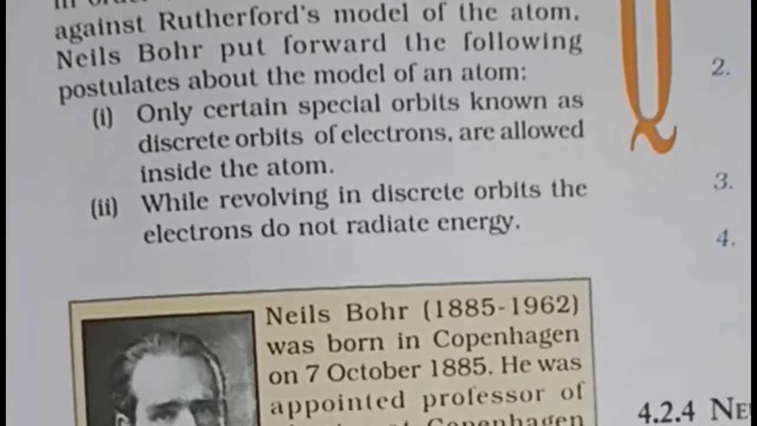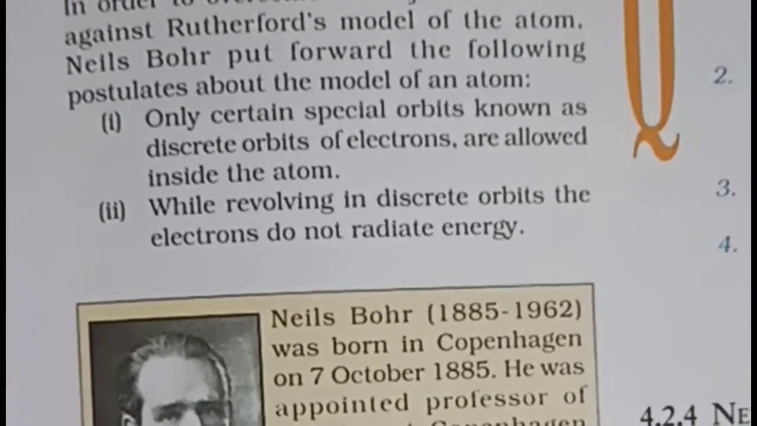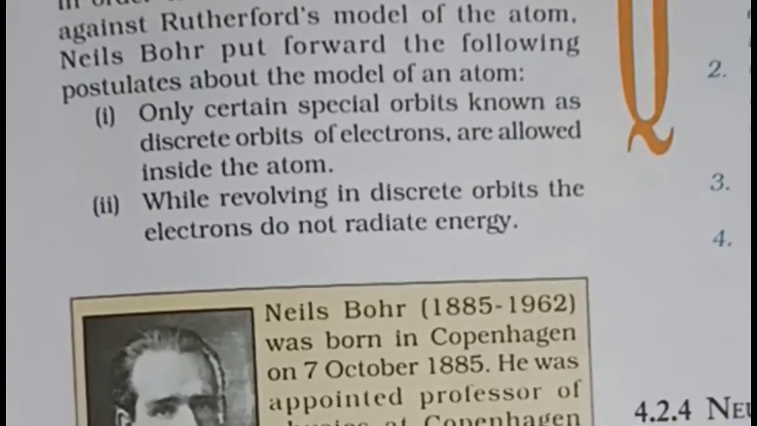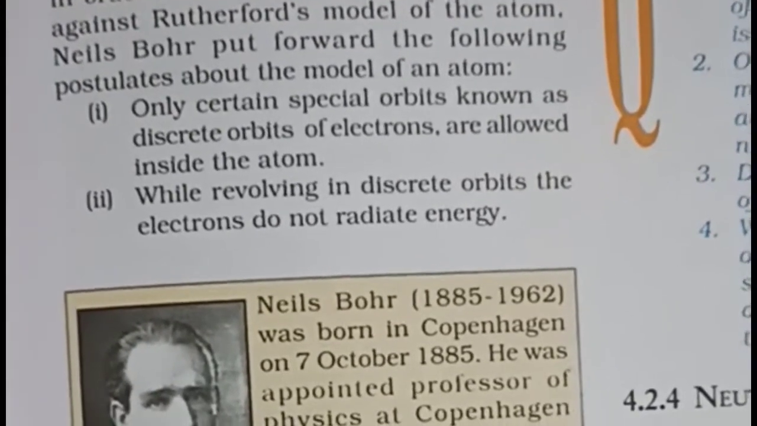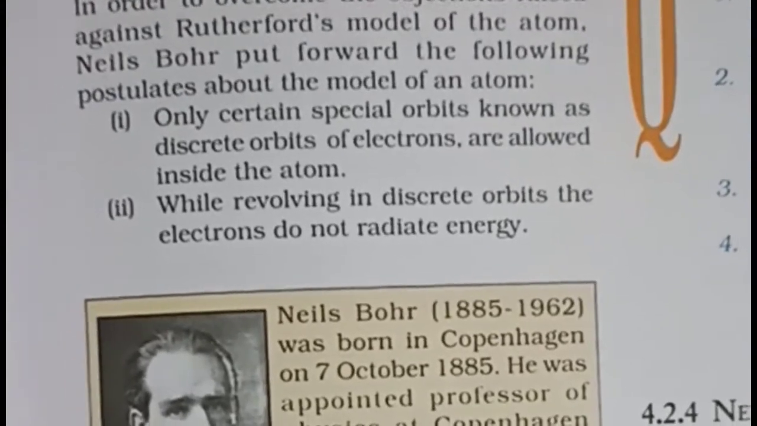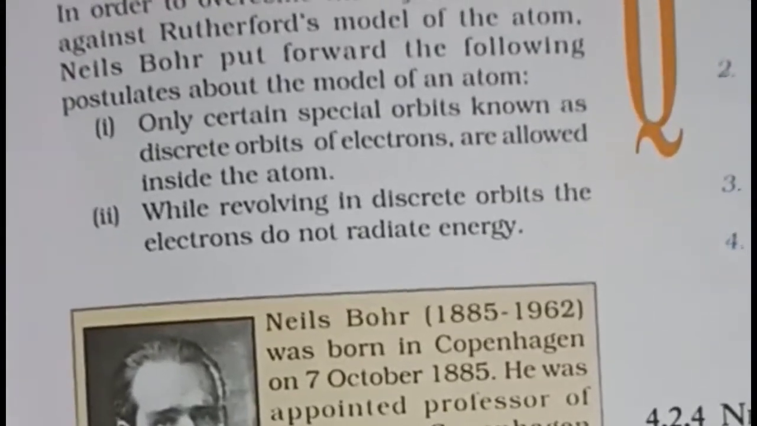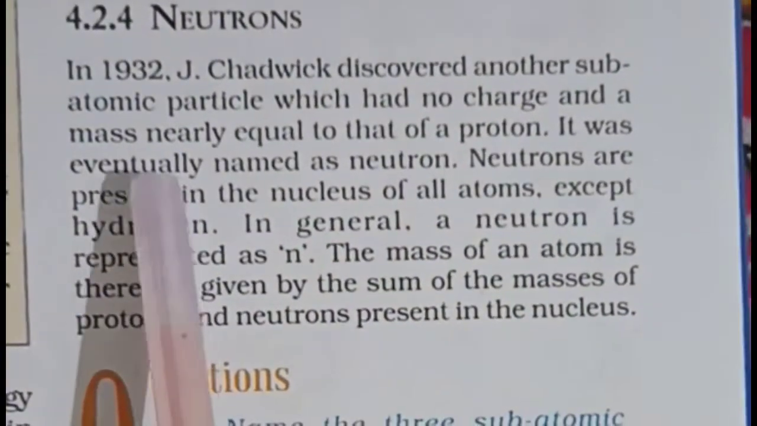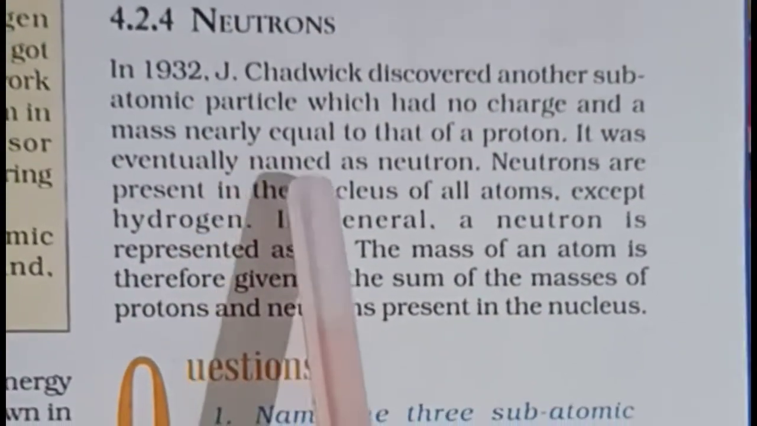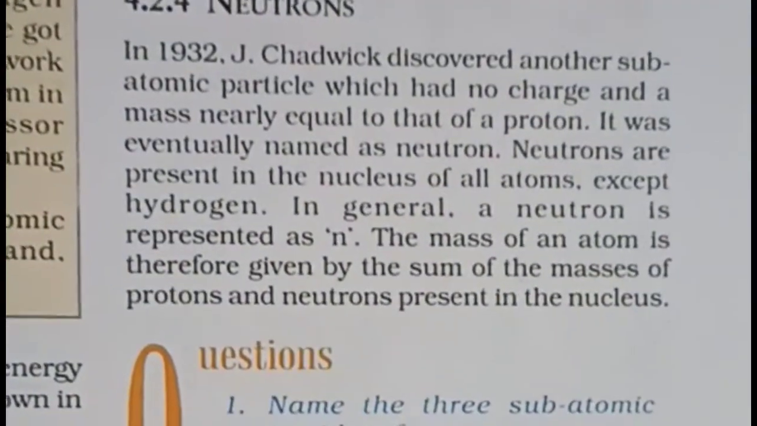Whenever an electron gains energy, it jumps from lower energy level to higher energy level. And whenever an electron comes down from a higher energy level to lower energy level, it loses energy. Now next we have been given here about the neutrons. This I have already discussed in video part 1.